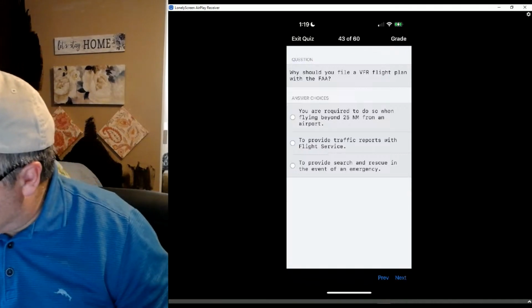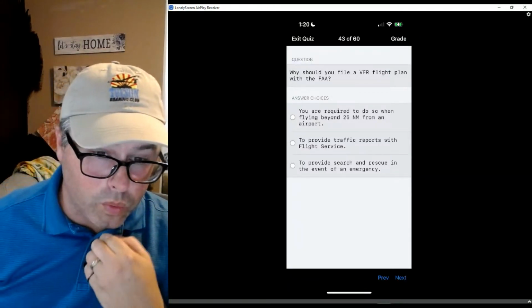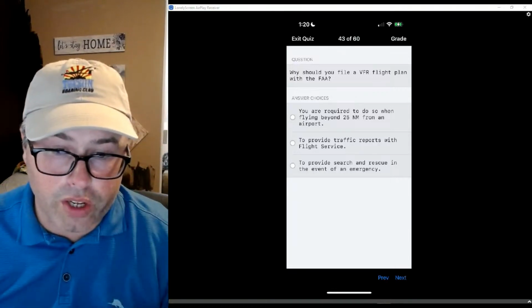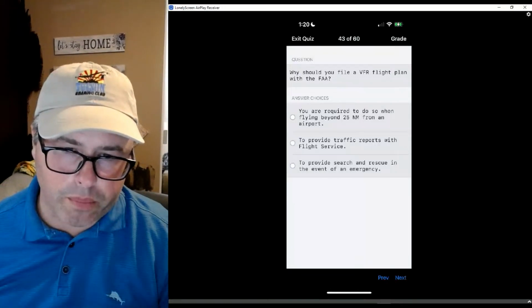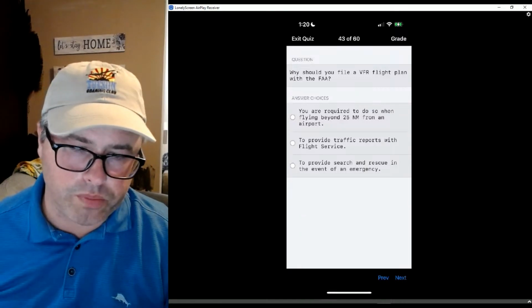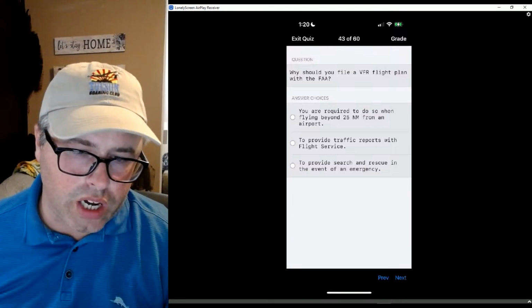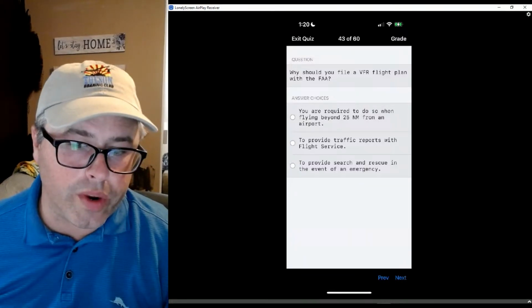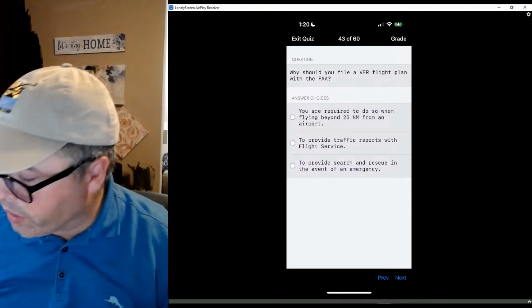Okay, why should you file a VFR flight plan with the FAA? Okay, you're required to do so when flying beyond 25 nautical miles from an airport. Nope, not true. To provide traffic reports with the flight service. Nope, not true. To provide search and rescue in the event of emergency. If you don't show up, they're going to use your flight plan to know where you went to come look for you.